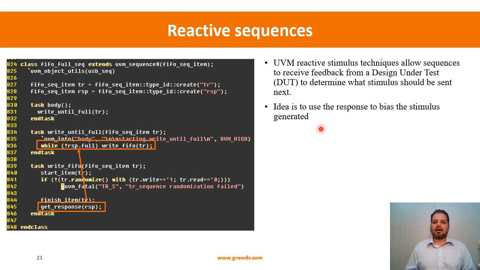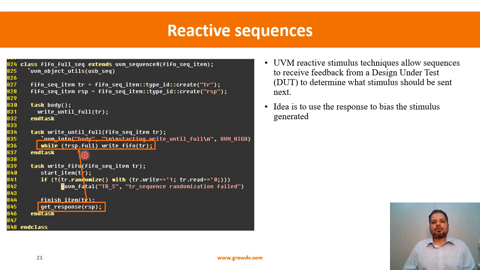Even for those we can build a reactive type of sequence wherein we receive something from the monitor, and then based on that we send the stimulus. Those are also called reactive sequences. We are not going to look at that flavor. Here we are going to look at something wherein, based on the DUT's response, we will bias the stimulus. This is a FIFO full sequence extending the UVM sequence.